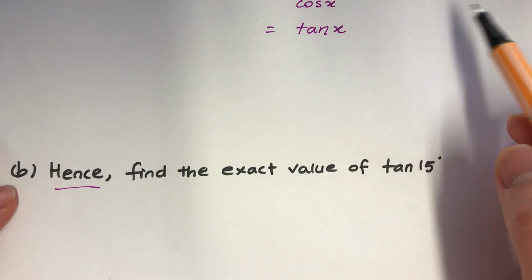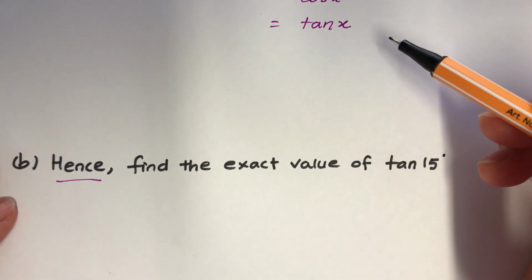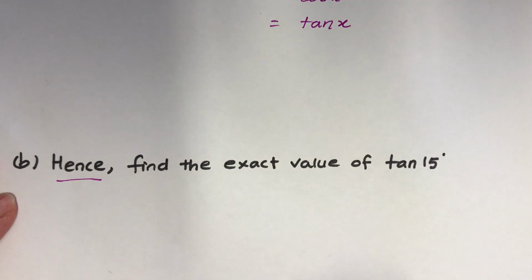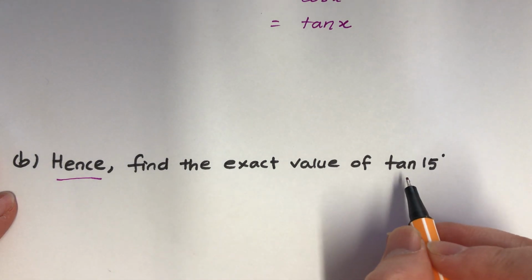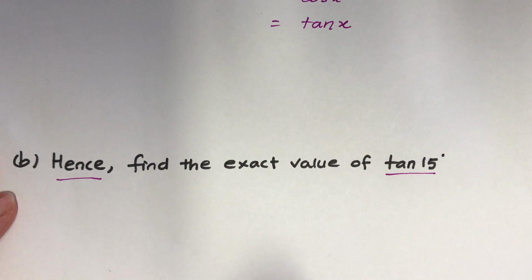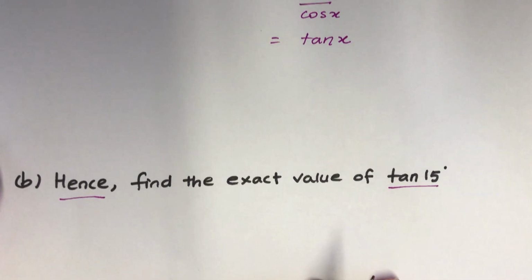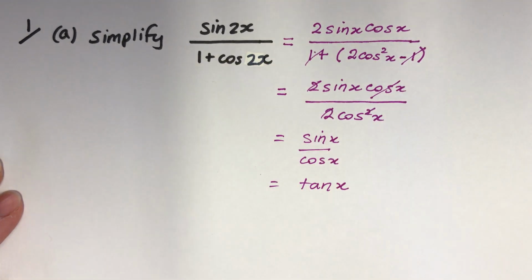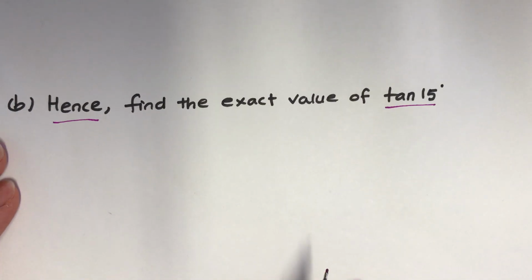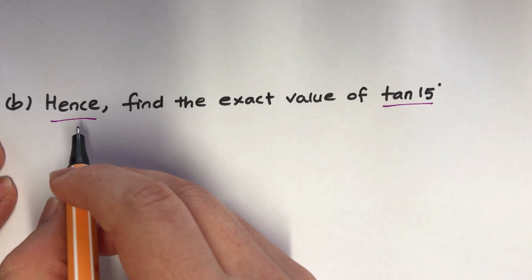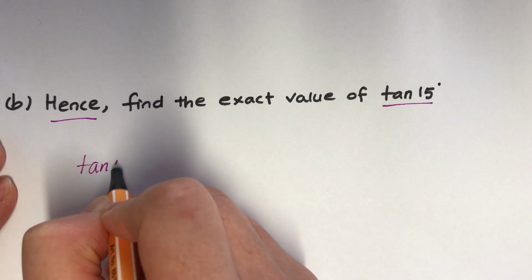Okay, now with that, hence, so that means most of the times when it says hence, you need to use the previous proof or previous question answer or solutions. So using that, we need to find the exact value of tan 15, because for tan 15 we don't have an exact value, but using this method, we might be able to do it. Well, we will do it. So let's have a look.